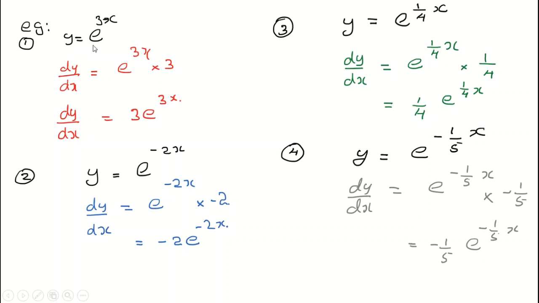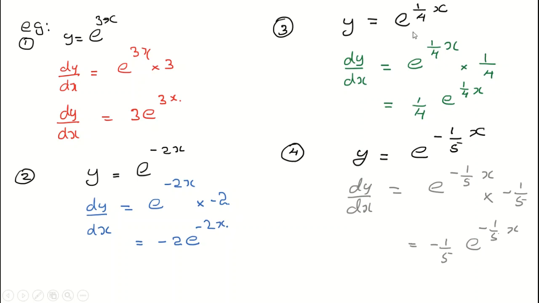If y is equal to e to the power 3x, dy over dx is e to the power 3x into 3. This is algebraically written beautifully as 3 e to the power 3x. Second one, y equals e to the power minus 2x. So e to the power minus 2x and into minus 2, the coefficient of x. This is minus 2 e to the power minus 2x.